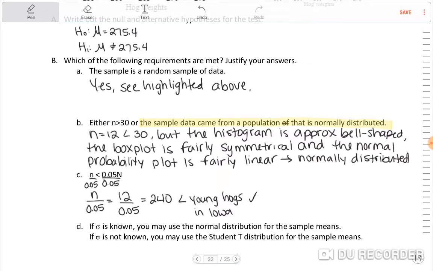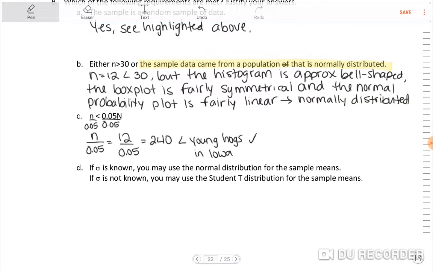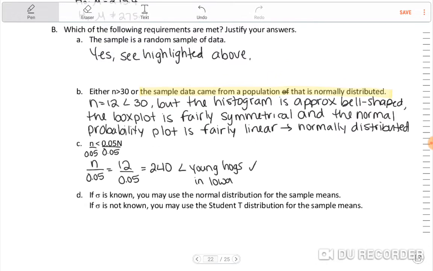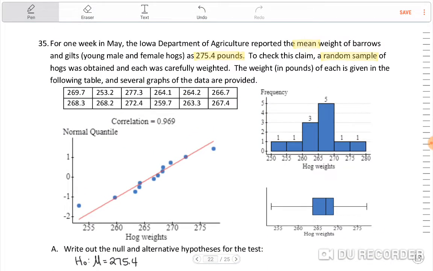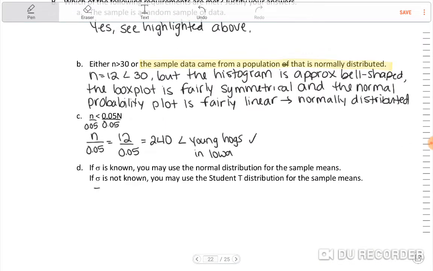Okay. So if sigma is known, you may use the normal distribution for the sample means. If sigma is not known, you may use the student t distribution for the sample means. Well, is sigma known or unknown? I don't think it was stated, right? No, they didn't give us a standard deviation. So we would say sigma is not known. So we would use the student t distribution.